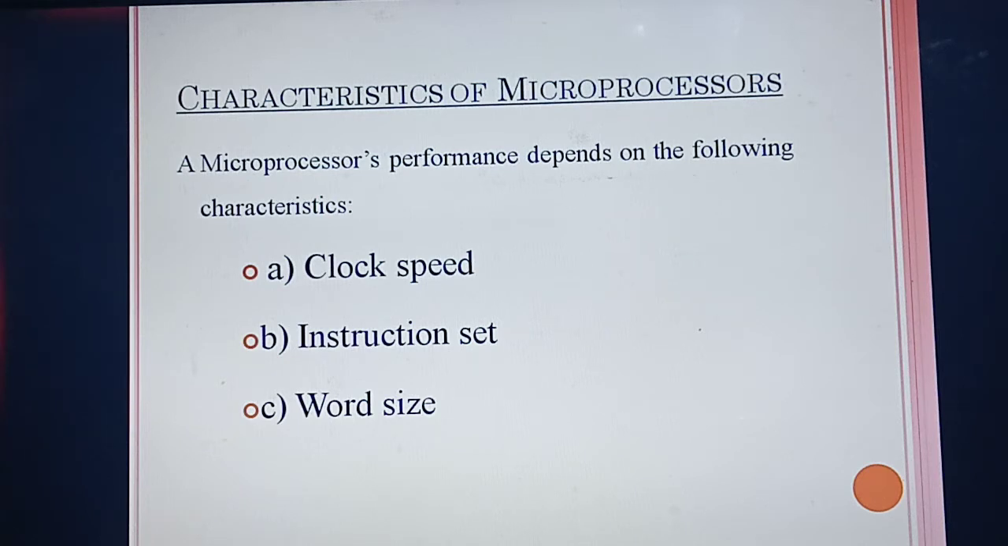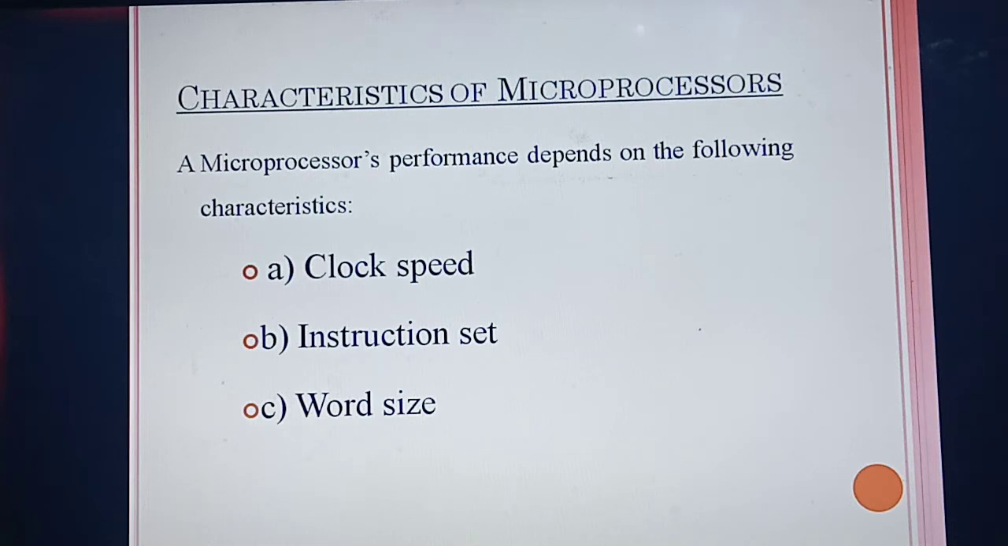What are the things I have displayed in the PowerPoint? Understood, students? Characteristics. What do you mean by characteristics? If I ask you to say your characteristics, you will talk about your character, isn't it? In the same way, what do you mean by microprocessor? It's a small silicon chip. Last class I showed one picture or real image of the microprocessor. So what are its characteristics?